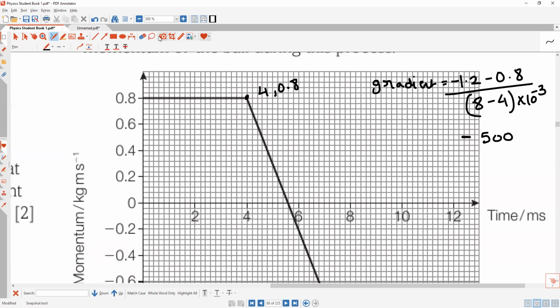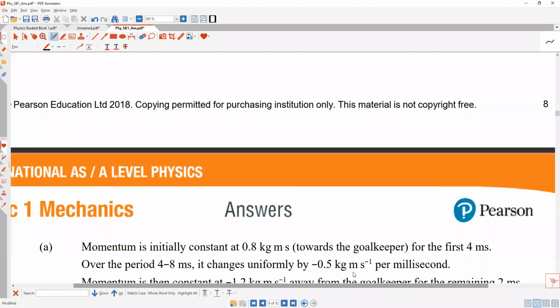Minus 5 into 10 raised to minus 4. You gave 10 to the power minus 3 over here. Minus 1.2 minus 0.8 divided by 8 minus 4 into 10 raised to minus 3. Show me yours, what did you do? So they said minus 0.5 kg meter per second per millisecond.